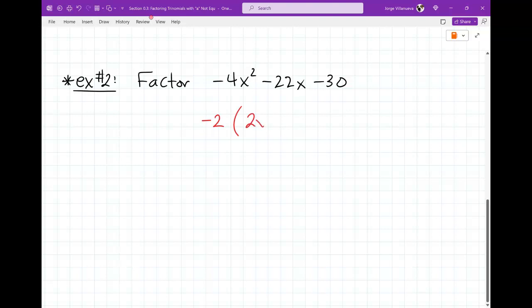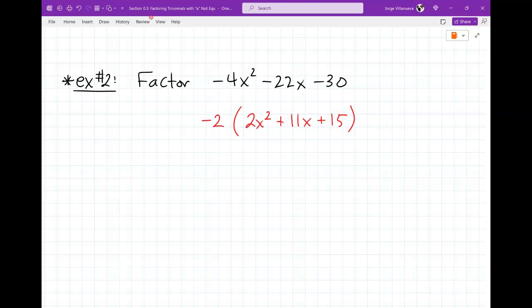So this would be 2x squared plus 11x plus 15. Because notice, if I would have not done this, my a times c would be negative 4 times negative 30, which would be 120. And then your job is to figure out all the factors of 120 that add up to possibly negative 22. That's a big number, right? So I don't want to deal with the factors of 120.